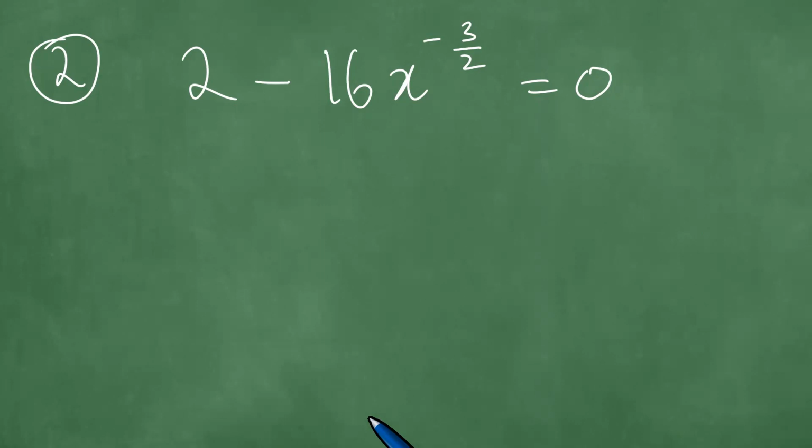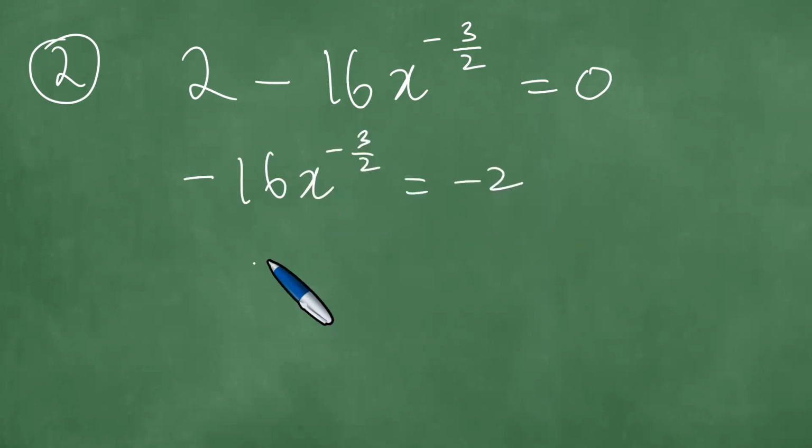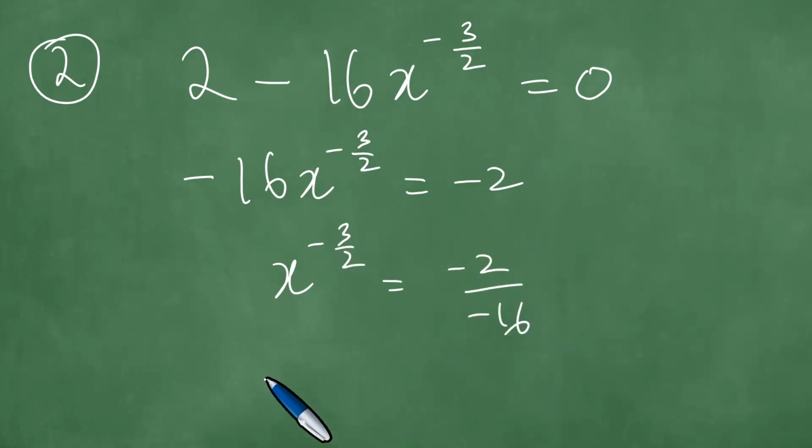Yes, what answer did you get? I got 1/3. Okay, that's fine because we're learning. Now, one thing we can do here is to have minus 16x to the power minus 3/2 equals minus 2. Divide both sides by minus 16 and it becomes x to the power minus 3/2 is minus 2 over minus 16, which is 1/8.